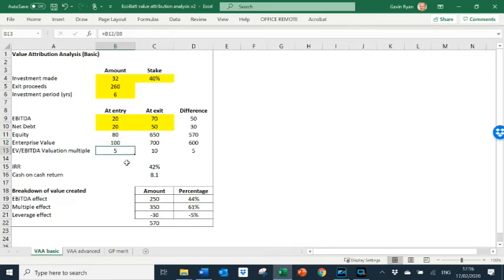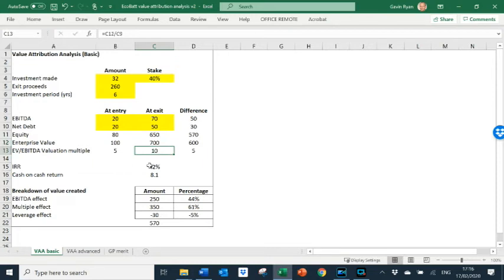At exit, EBITDA is 70, net debt is 50, and I receive exit proceeds of 260, which translates into a valuation equal to 260 divided by 0.4, again, which is 650. So at this point, my enterprise value is 700, which is 650 plus 50 of net debt. And my multiple at exit is going to be the 700 divided by 70, which is a multiple of 10.